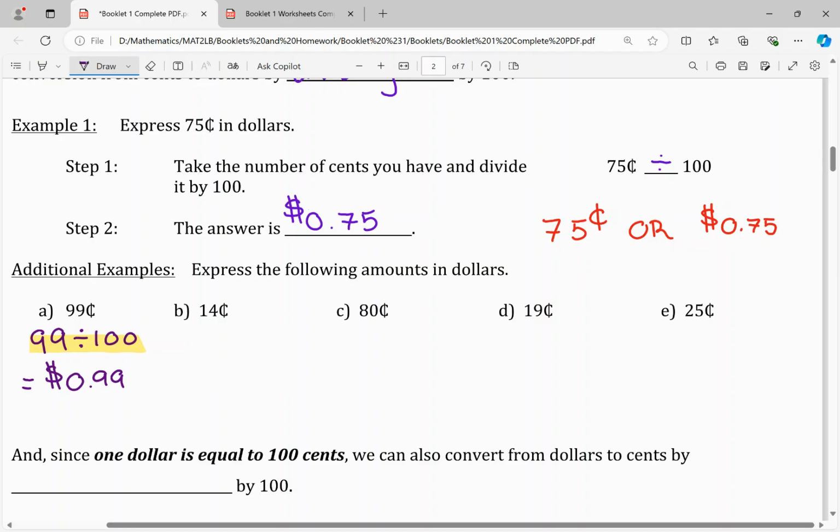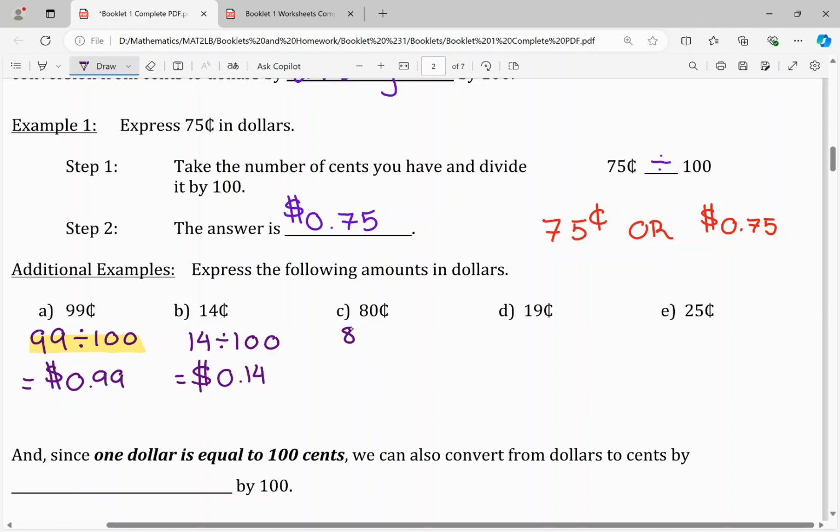So at this point, I would like you to pause the video and just fill in the rest of these examples, that being B, C, D, and E. And then you can press play and quickly check that your answers match mine. So the next question is 14 cents. Again, if I want to change this to use a dollar sign, that would be 14 divided by 100, which gives me $0.14.